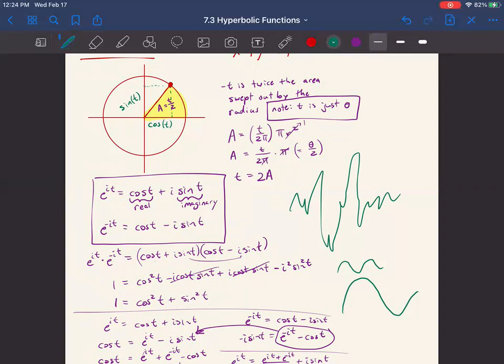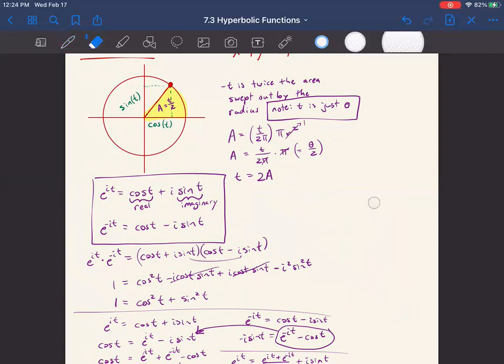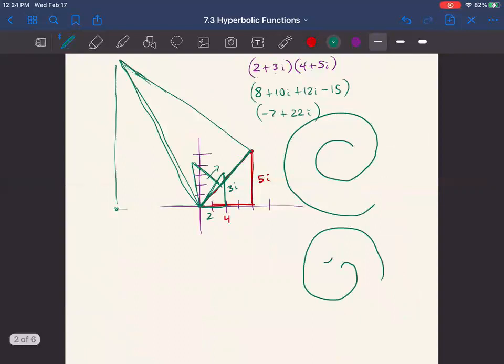Okay. So it's actually a very useful function. So any questions on any of that? Spiraling out, spiraling in.